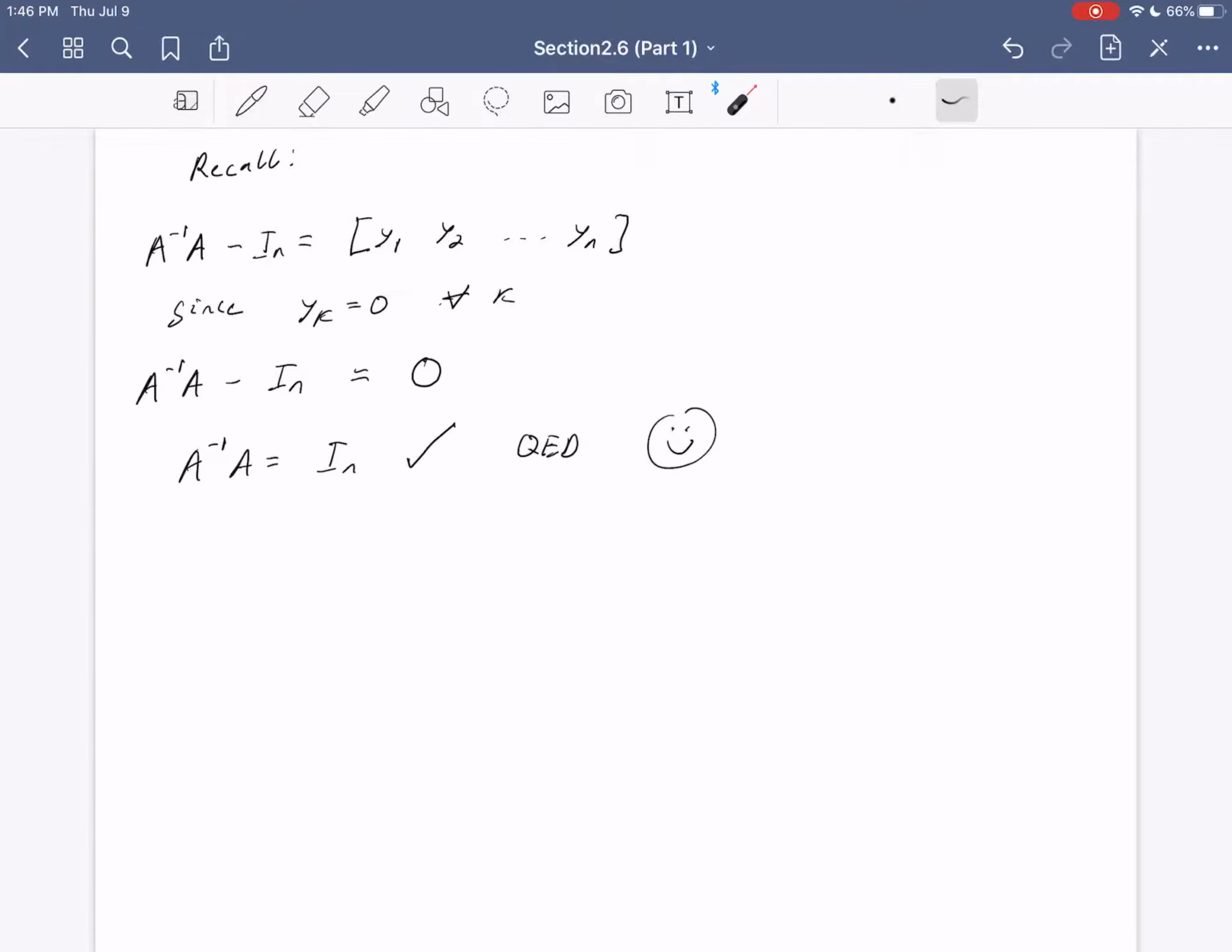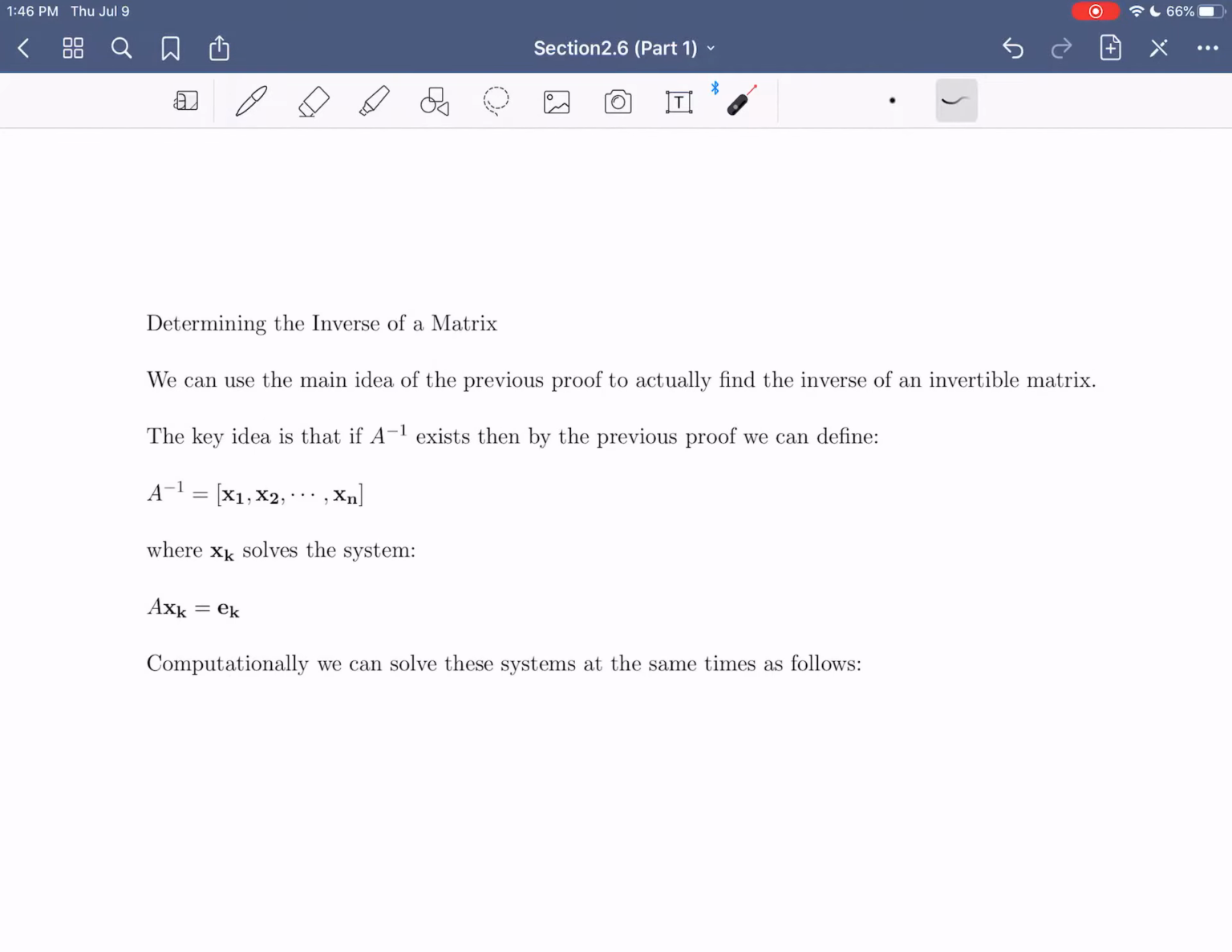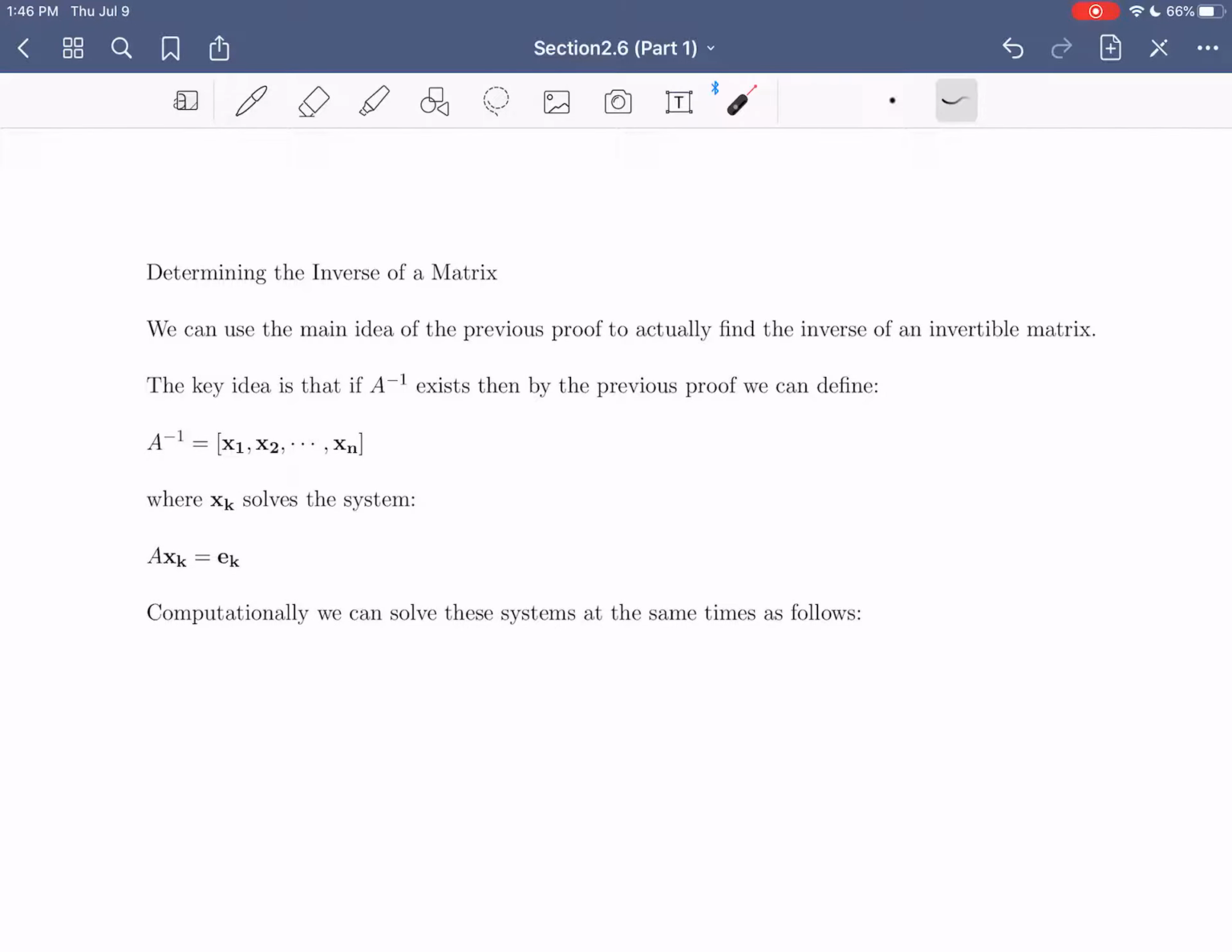Turns out there's also something else important about this theorem, which is the way we proved it, specifically this moment right here, where we said let A inverse be x1, x2 through xn, where xk was the solution to these systems. This actually tells us how to find inverses. So as our final idea in this video, we'd like to talk about how we're going to determine an inverse. Now we know what an inverse is. We know which types of matrices have inverses, those that have full rank. Now we need to say how we're going to find those inverses.